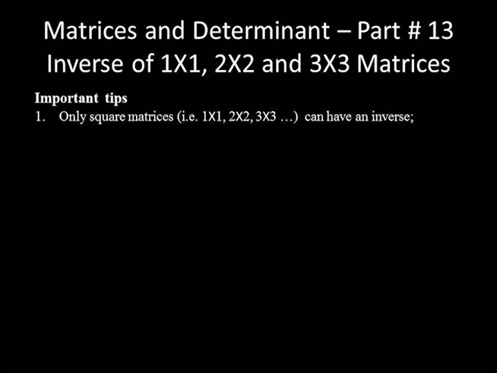The second fact: a square matrix and its inverse have the same order, meaning if a square matrix is 2 by 2, then the order of its inverse is also 2 by 2. If the original matrix is 3 by 3, its inverse is also 3 by 3.